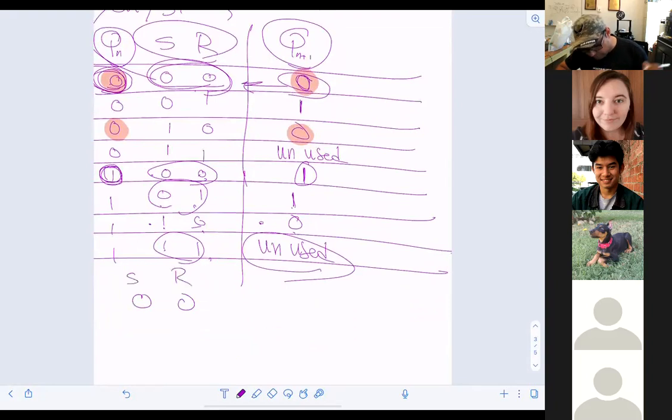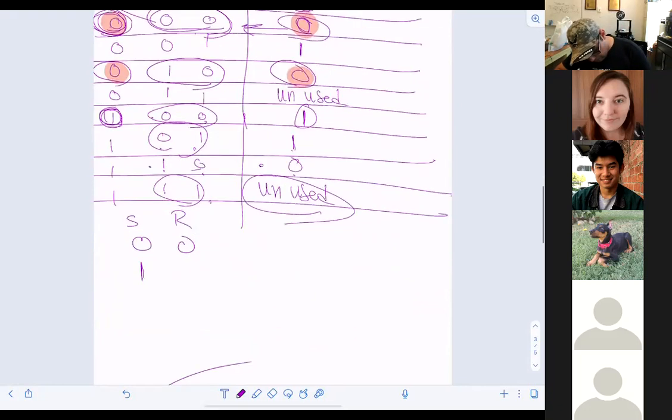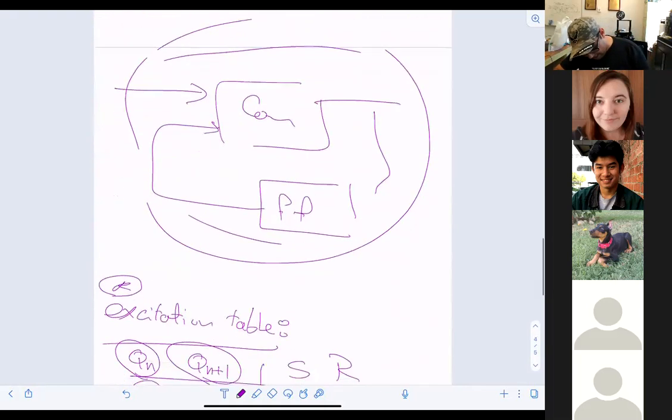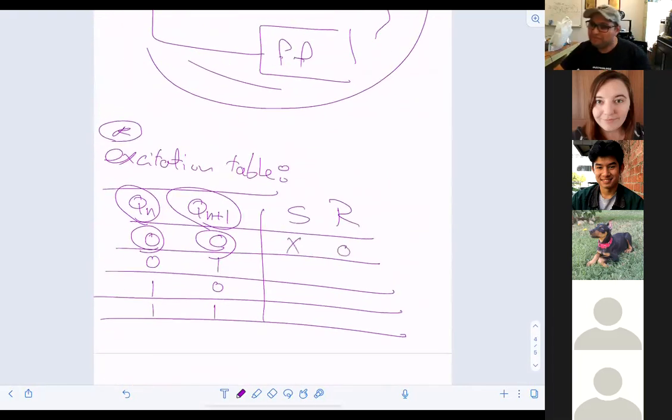In this particular state, SR is 1, 0. So pretty much I can merge them to be what? X, 0. Do you guys agree? Yes. Yay, we finished. Let's move to the next state.